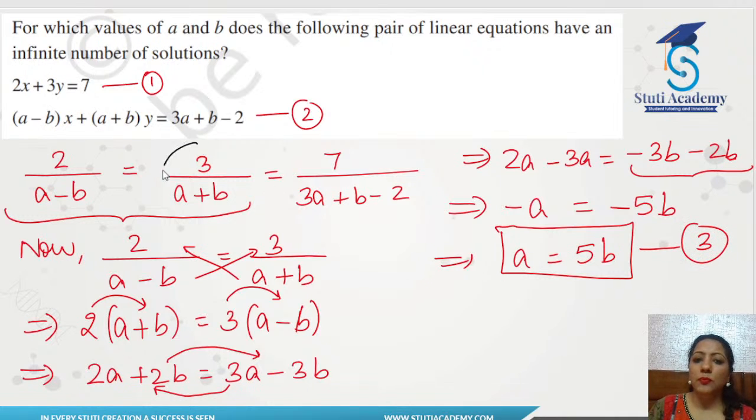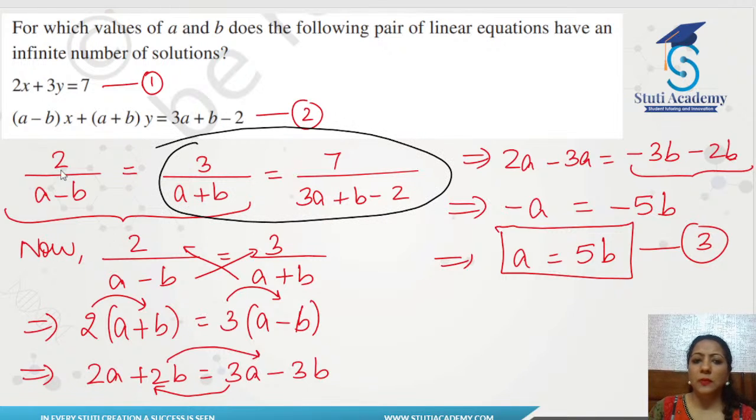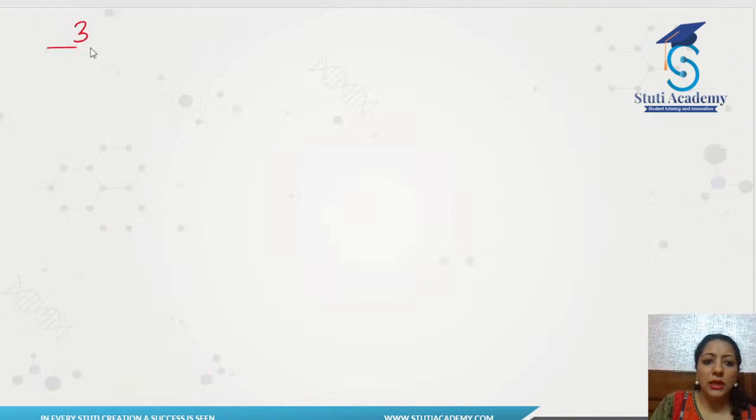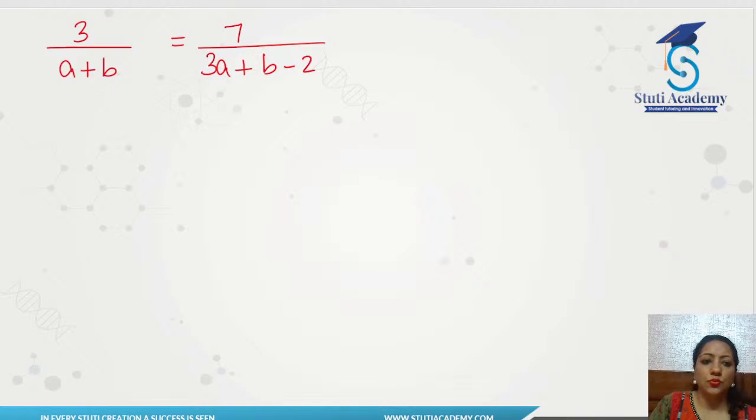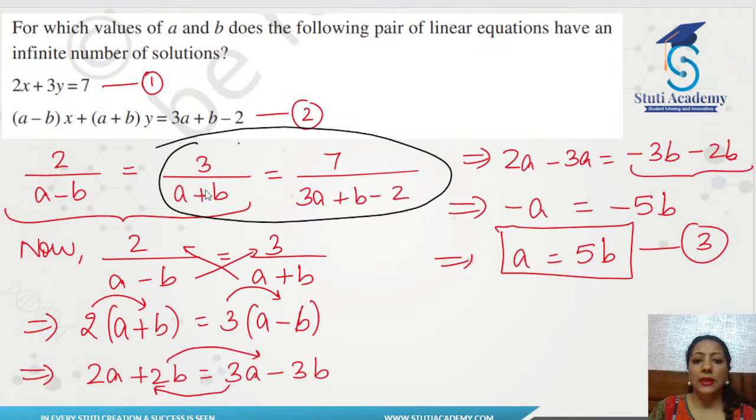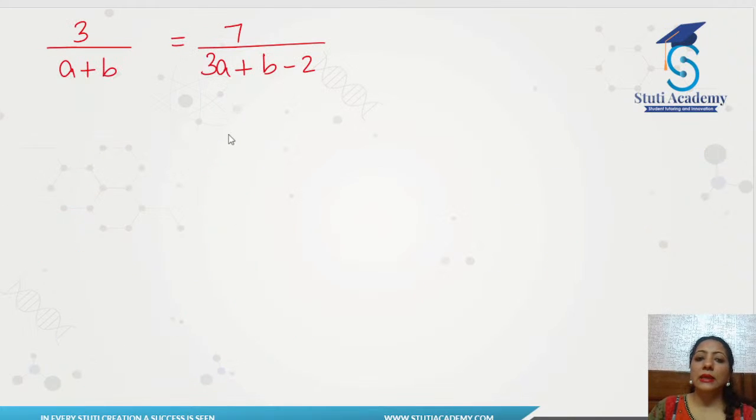Now in the next step, we will combine these two. We can combine first and the last one also, that's okay. For the time being, I'm considering the second and the third ratios, that means b1 upon b2 equal to c1 upon c2. So let's discuss this one. We have 3 upon a plus b equal to 7 upon 3a plus b minus 2. I have just copied it as it is. Now I know that a is equal to 5b.